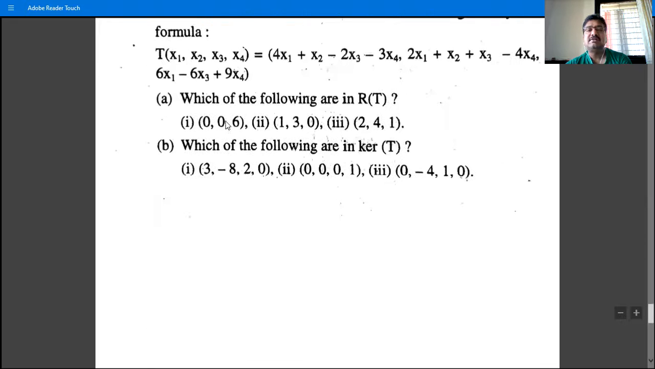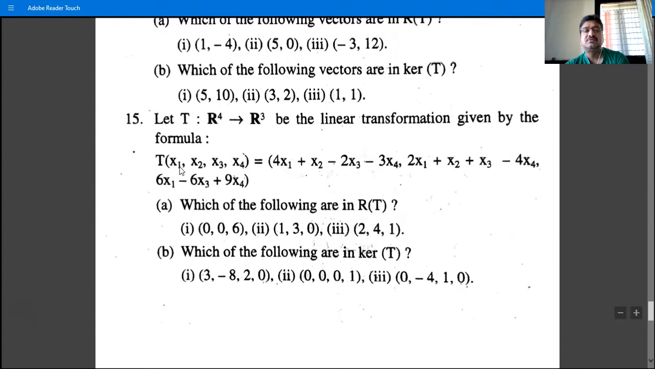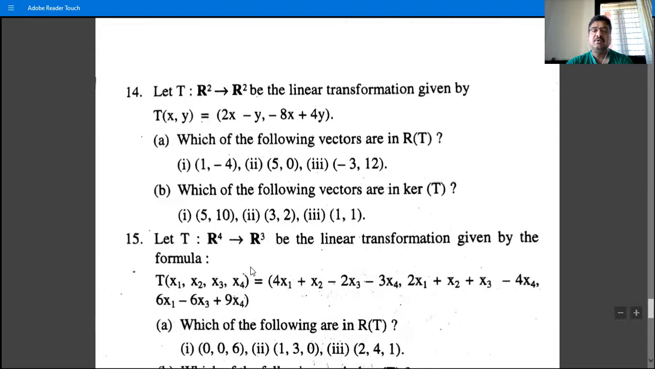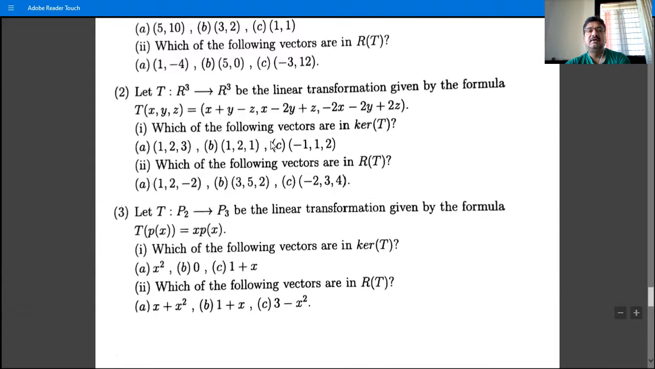So all these elements are elements of the range of T, but in this case, only the first element belongs to the kernel of T. So how can we check whether these elements belong to the kernel of T? Find T of (3, -a, 2, 0), that is, substitute x1, x2, x3, x4 as (3, -a, 2, 0). And if we have the answer (0, 0, 0), then its element belongs to the kernel of T. So solve all these problems, whether these elements belong to the kernel of T, whether this element belongs to the range of T.